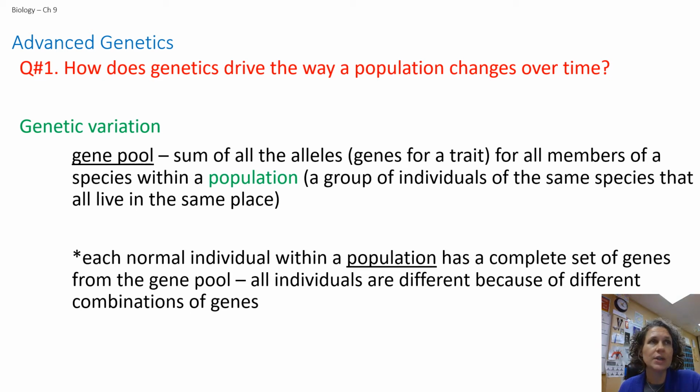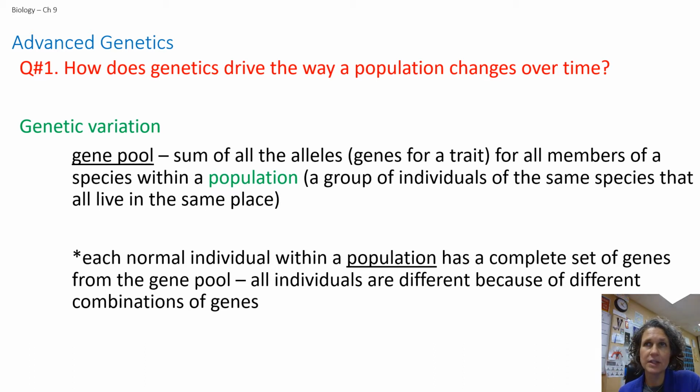A gene pool is all of the alleles, the genes, that all of the members of the same species in a population together possess. For instance, this would be like a herd of cattle. They are all the same species. They are within a population. They live in the same location. And so their gene pool is all of the genes that they contain.